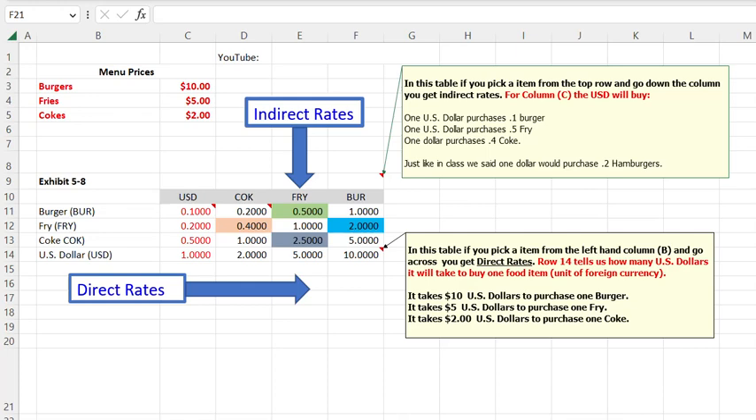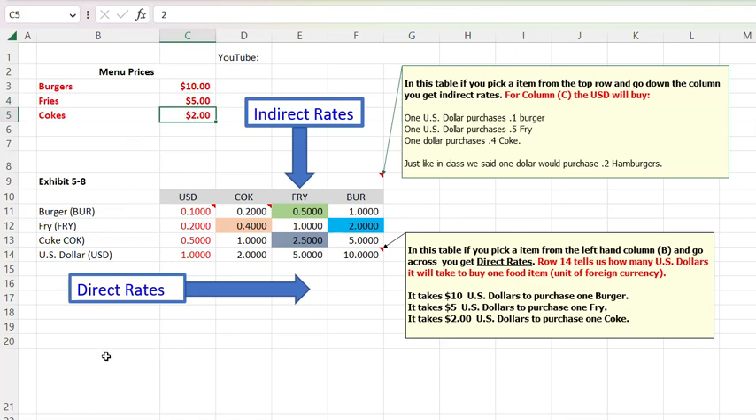In this video, we're going to walk through direct exchange rates, indirect exchange rates, as well as cross rates. First, let's consider what we mean by direct exchange rates. We're used to buying things in dollars. We could buy hamburgers. A hamburger costs us, say, $10, French fries for $5, or a Coke for $2.